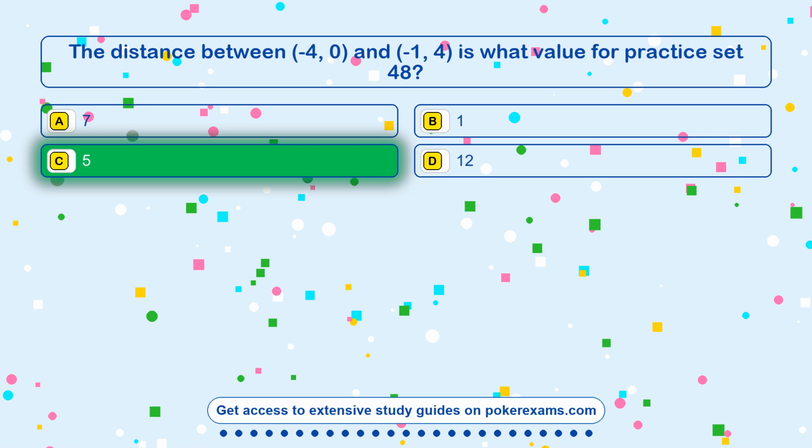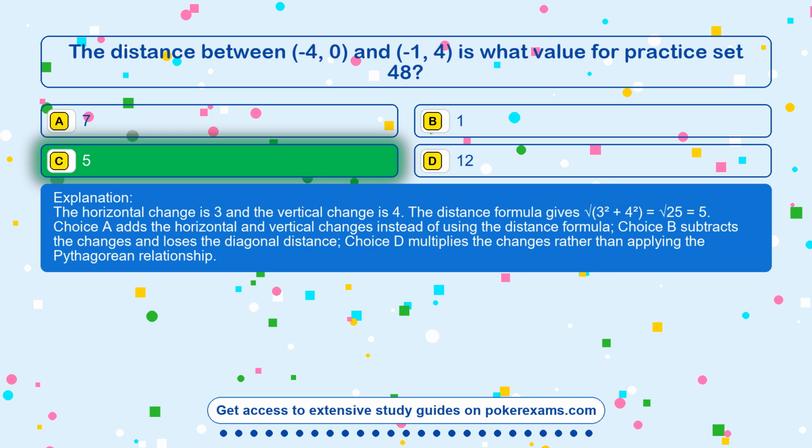The correct answer is option C, 5. The horizontal change is 3 and the vertical change is 4. The distance formula gives the square root of 3 squared plus 4 squared, which is the square root of 25, equals 5.